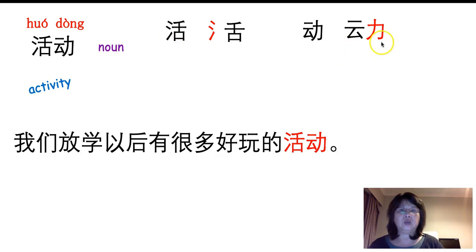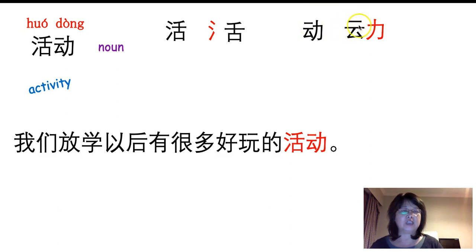Let's have a look at the characters. 活 and 动. So 活, the left hand side is water. On the right hand side is the tongue. So this is the mouth. So this is the tongue. The tongue is in the mouth and we've got saliva in our mouth. So the tongue is always moving if we are alive. So 活 means alive.